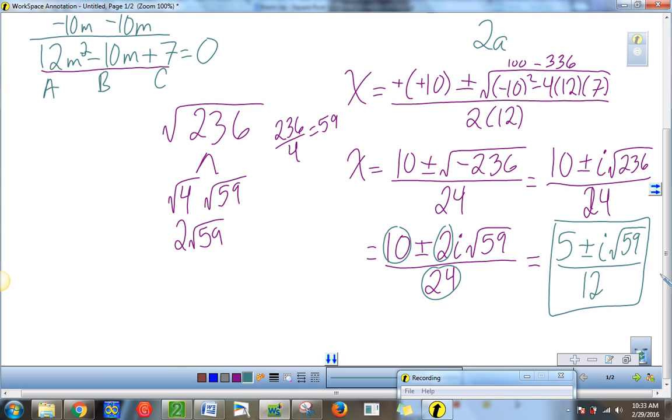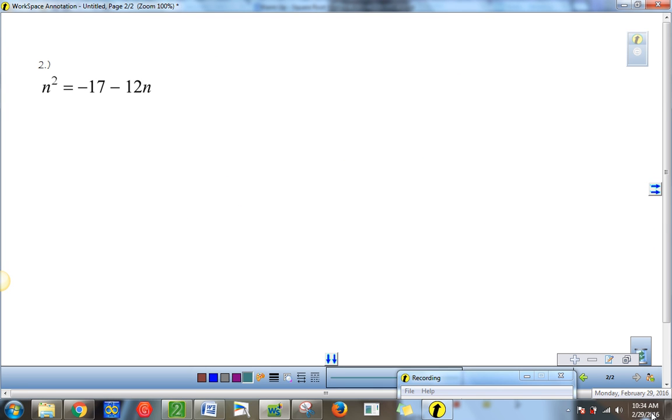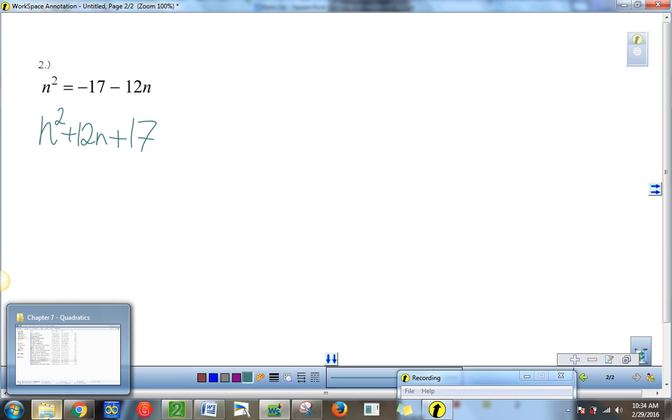Let's do one more. What do you have to do first? Standard form, yep. So how am I going to change it? Plus the 12 to the other side. Plus the 17. Oh, heaven forbid we do examples so you know what you're doing.